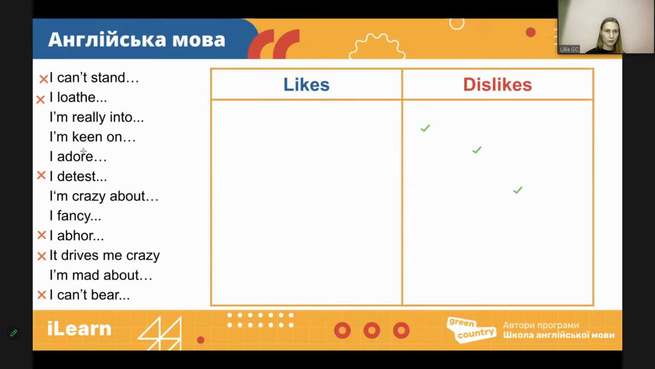Let me highlight them one more time for you. So when you want to say I hate, we have very many nice synonyms to that, and here are some of them. So you can either say I abhor, or I detest, or I loathe, and it's all about really negative feelings. And now I want to show you one more tricky thing.